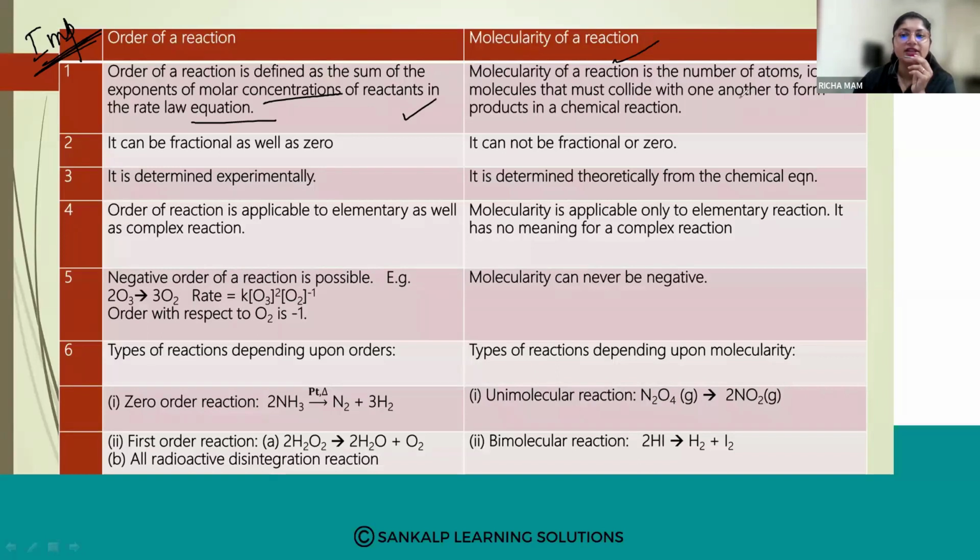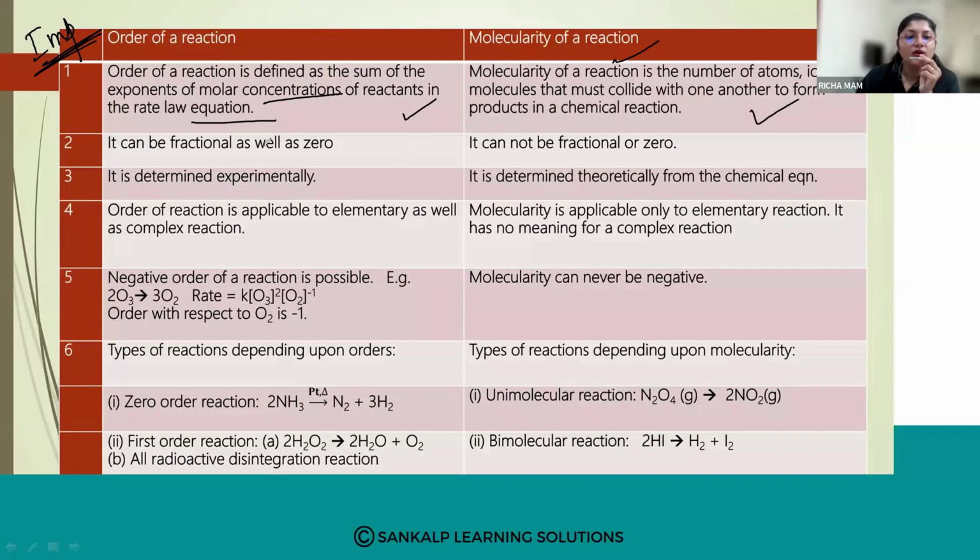So what is molecularity of the reaction? It is the number of reacting species, that is the number of atoms, ions, or molecules that must collide with each other to form products in a chemical reaction. So this is the definition for the molecularity of the reaction. So this is the first point. In both cases, you have to write the definitions for both.